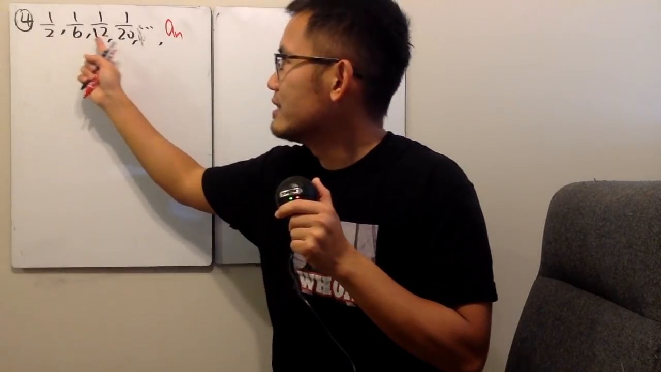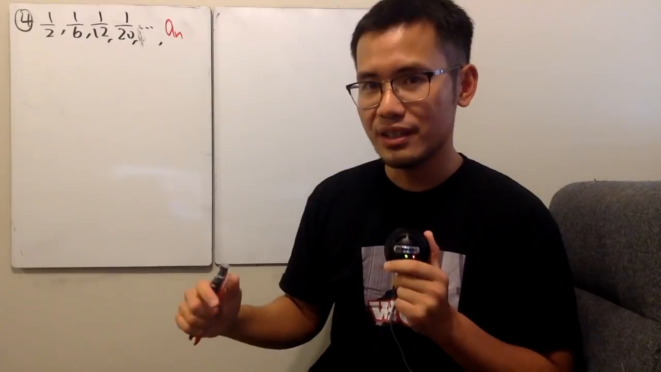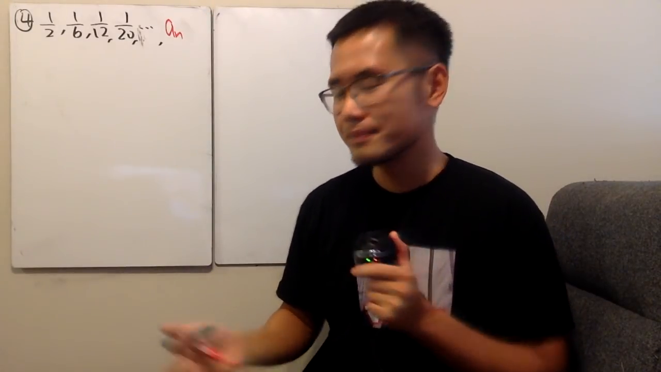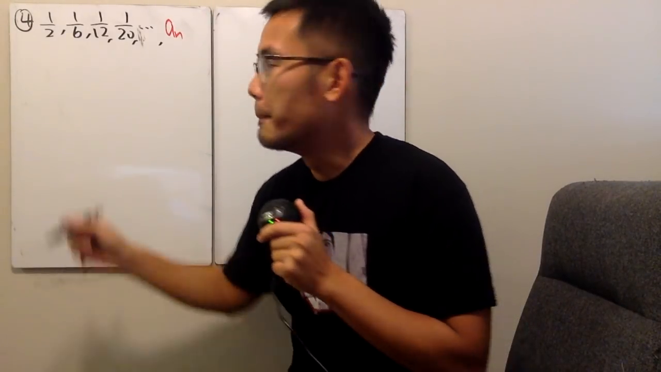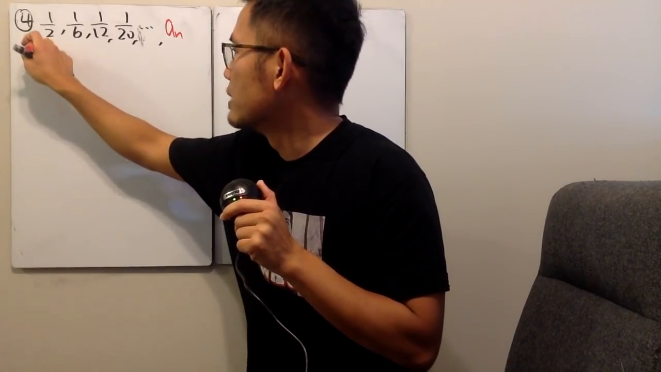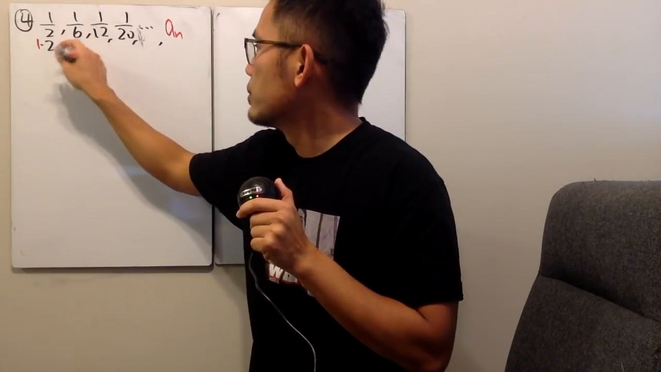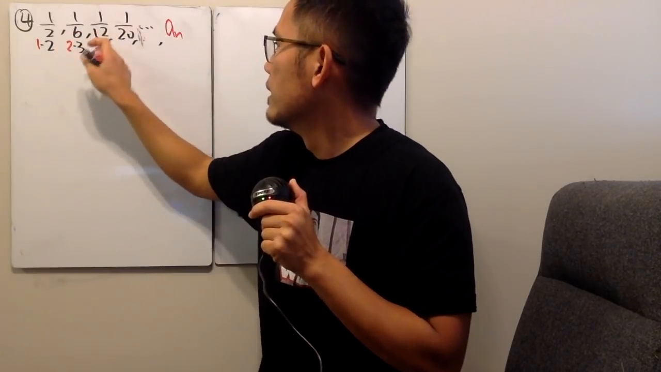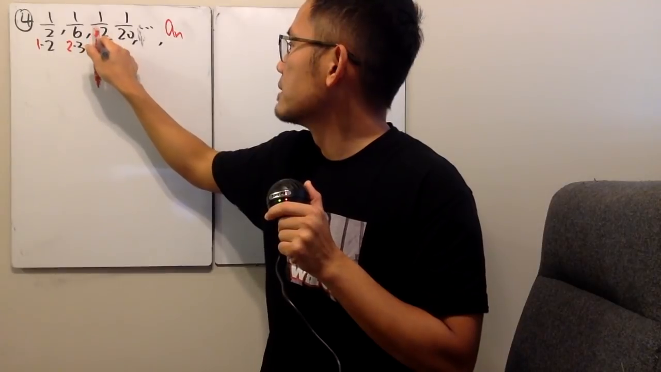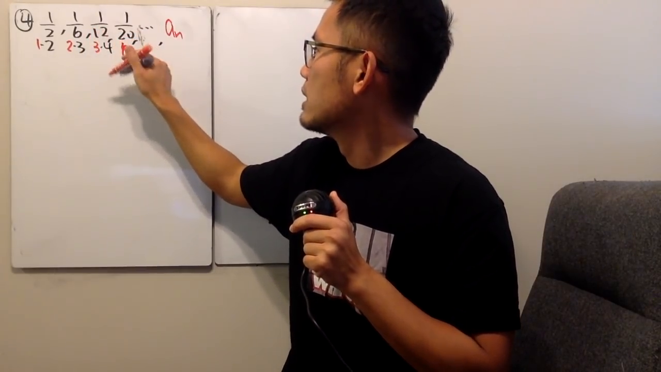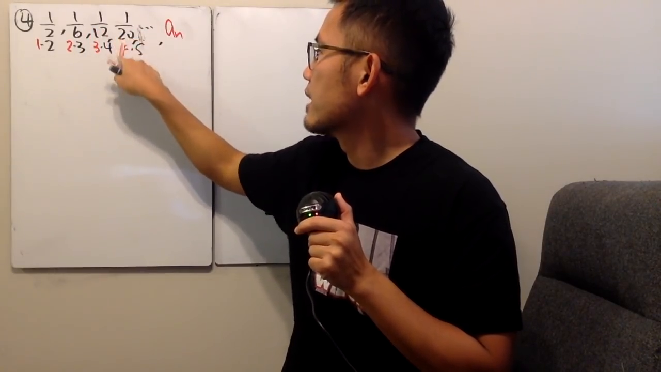We actually have seen the 2, 6, 12, 20 already. This is just a 1 over that. To do this, pay attention to the 2 is the same as 1 times 2. The 6 is the same as 2 times 3. 12 is the same as 3 times 4. And then 4 times 5, etc., etc., right?